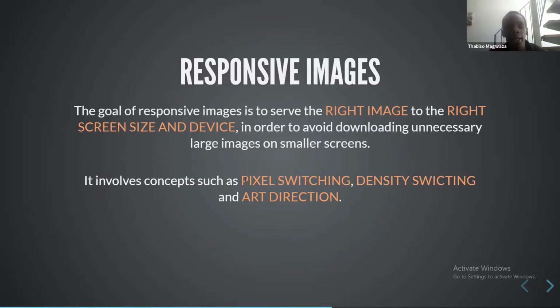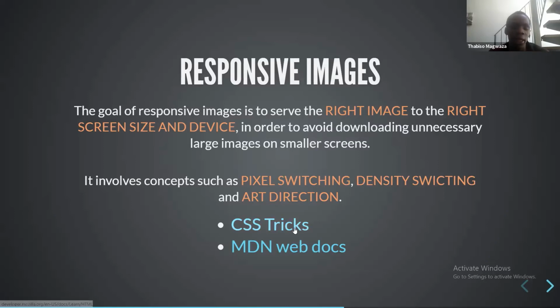So with resolution switching, you would serve the same image in a different resolution depending on the dimensions of the device. Density switching, you'd serve the same image in a different resolution depending on the device's pixel density. And then art direction, you'd serve an entirely different image depending on whatever factors that you want to consider, whether it's the dimensions or the pixel density. So I don't really demo much of this, but I do have some links here to check out and read more about it. And then fluid layouts.